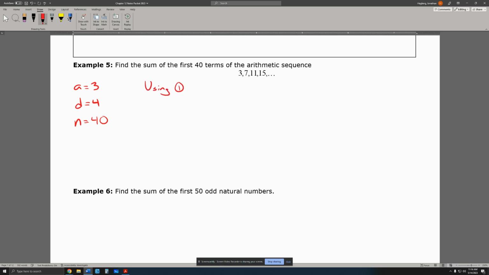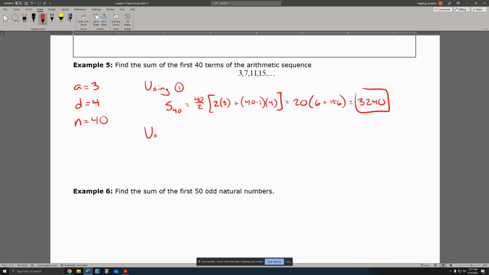So using method 1, we have S40, the sum of the first 40 terms, is equal to n over 2, so 40 over 2, times the quantity 2 times a, which is 3, and then plus n minus 1, or 40 minus 1, times our common difference d, which is 4. Okay? So this is equal to 20 times 6 plus 39 times 4, which is 156. And so what we get when we evaluate is 3,240. So the sum of the first 40 terms is 3,240.